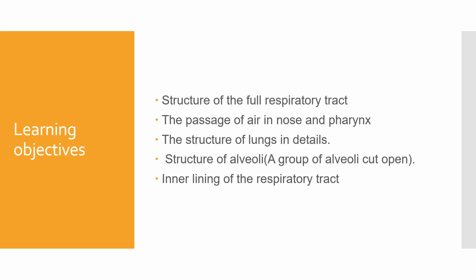Now, the learning objectives of today's lesson are the structure of the full respiratory tract, the passage of air in the nose and pharynx, the structure of the lungs in detail, and the structure of alveoli, that is, a group of alveoli. We will cut it open as per the diagram given there, and we will try to see what structures are near the alveoli and what an alveolus is. We will also discuss the inner lining of the respiratory tract in detail. So these 5 topics we will be covering today, and in the upcoming episode we will discuss the blood supply to the lungs, that is, alveolar gas exchange: the exchange of gases between the alveoli and the lungs, and the capillaries and the tissues.